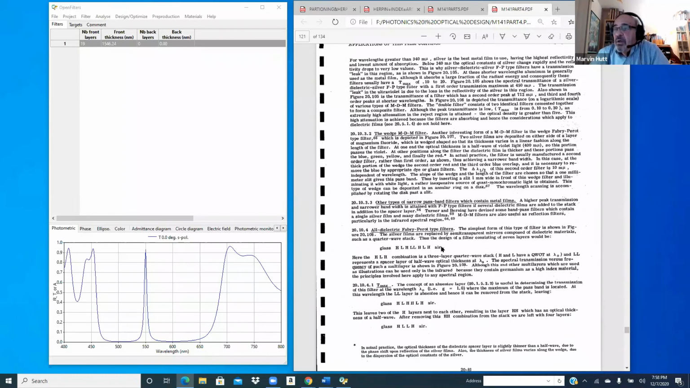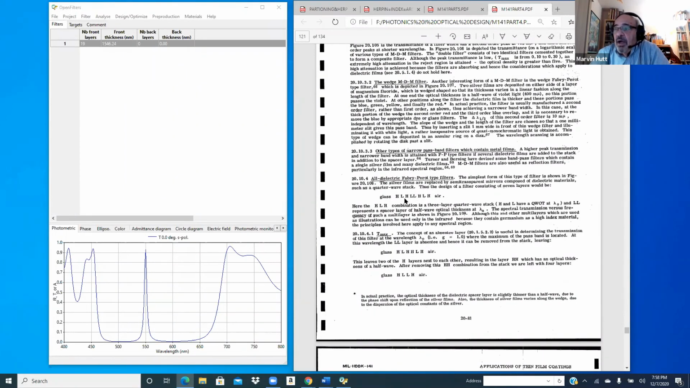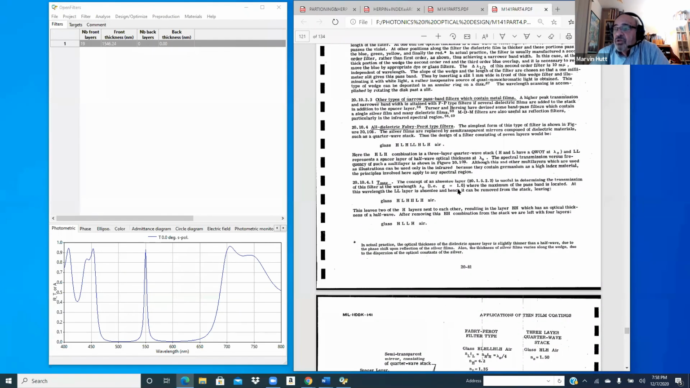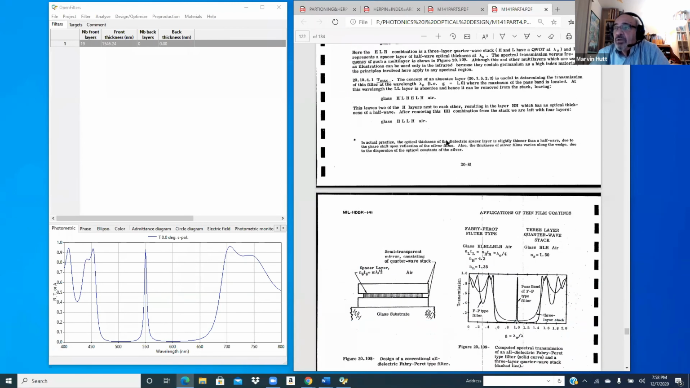So here's an all-dielectric Fabry-Perot. High, low, low is the half wave spacer. High, low, high. And the concept of the transmission is we can coalesce it to find out what the transmission is. At lambda 0, this is a half wave, this appears, then this disappears. So this LL is a half wave with HH. So the transmission of the filter is glass to air. So it should be about 93%, because it's only the reflection of the glass to the air left at lambda 0.